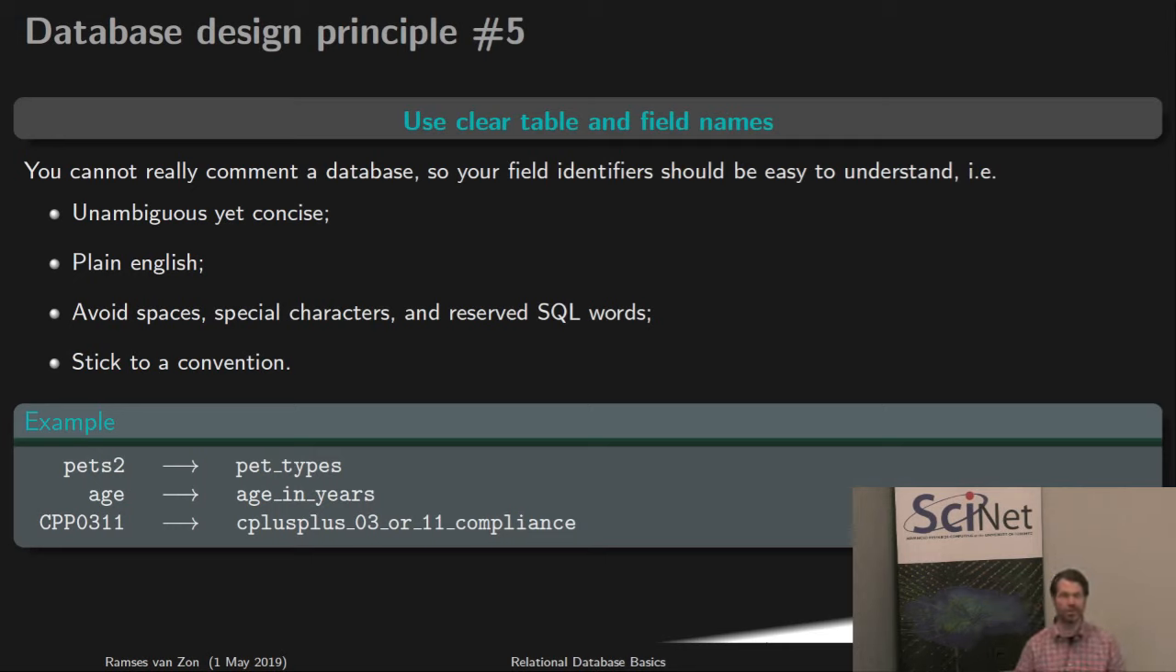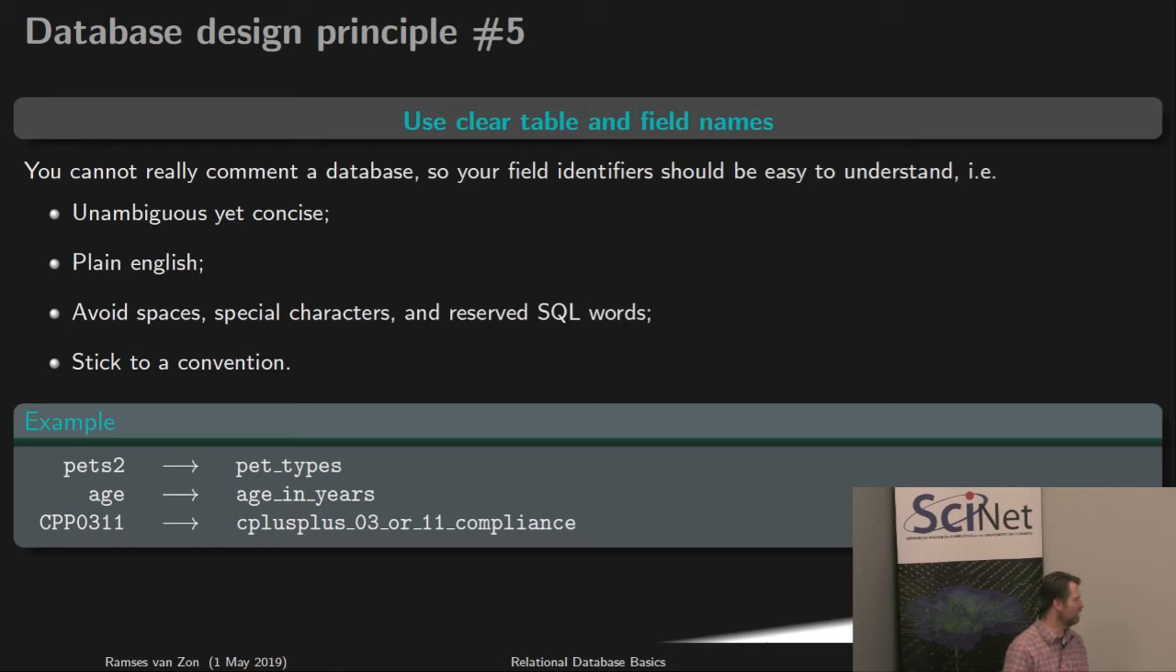Pets2 does not explain what this table is, except that it's also about pets. What it holds are the types of pets. So what it should have been called is something like pet types. Age is also somewhat ambiguous, like is it the age in seconds, in years? In this case, I don't really think it's that ambiguous, but if it is, just make the name something like age in years, so you know what you're talking about.